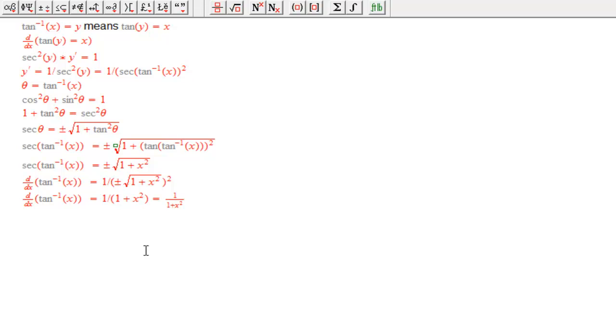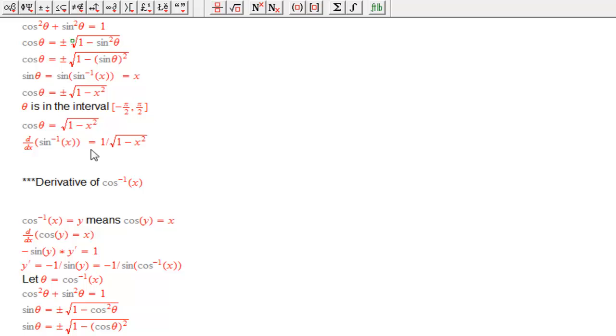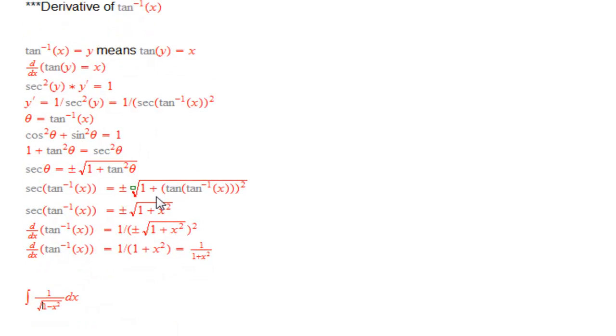So I got a couple of derivative statements there. I also want to state the integrals. If I have the integral of 1 over the square root of 1 minus x squared dx, we know what it's going to be now. It's going to be inverse sine of x. So I'm going to hit evaluate there.